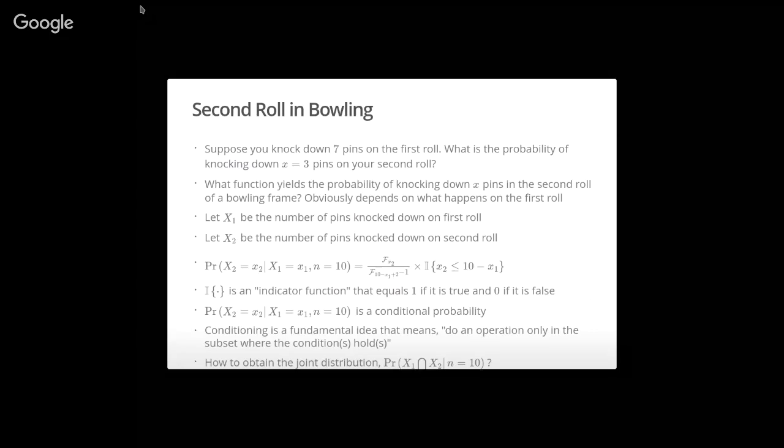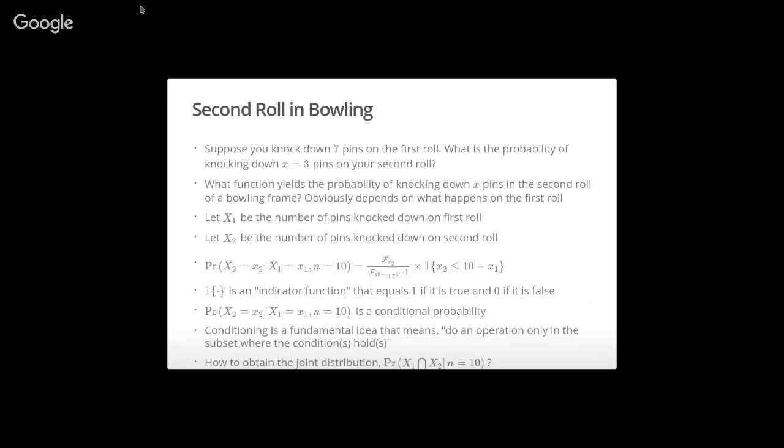Right. So can you say it in terms of X1 and X2? X1 is the number of pins knocked down in the first roll, X2... So you just take the probability of X1 times the probability of X2 given X1. Correct. And we just got through saying what the conditional probability is.